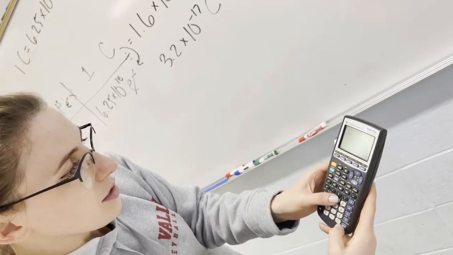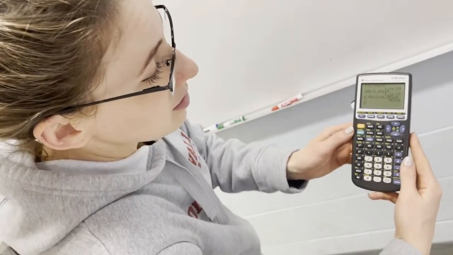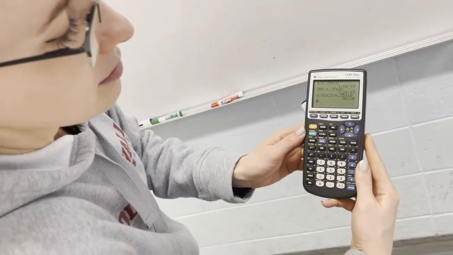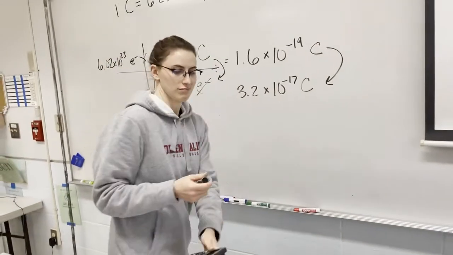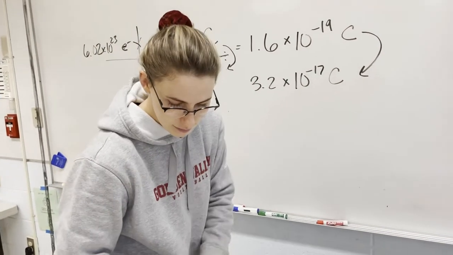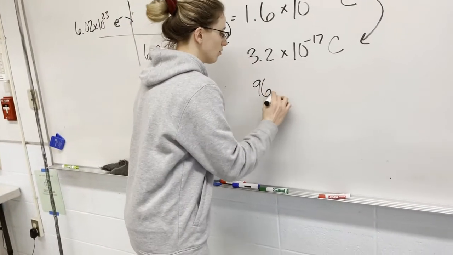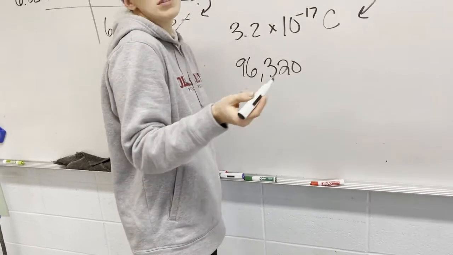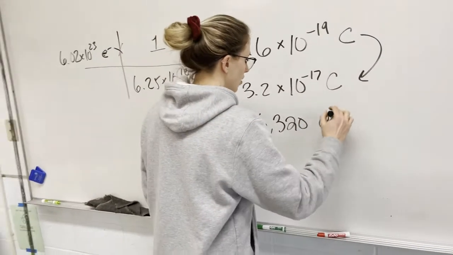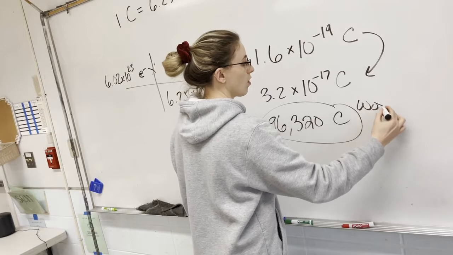And I get 96,320 coulombs. Holy smokes, that's a lot of charge. Okay, 96,000, what did I say, 320? Let's call it almost 100,000 coulombs. So if you have a mole of water, there's a tremendous amount of charge in there.